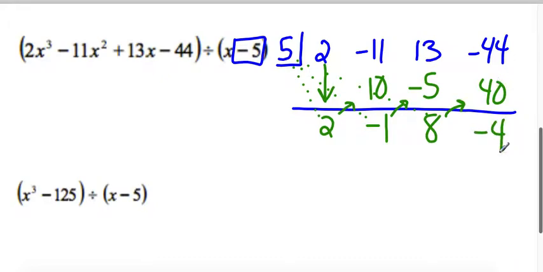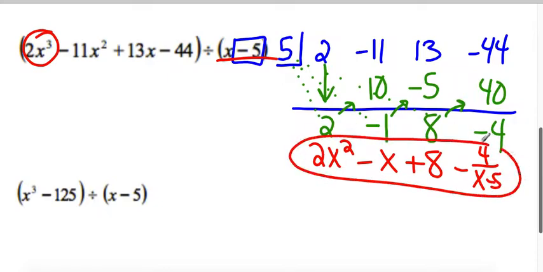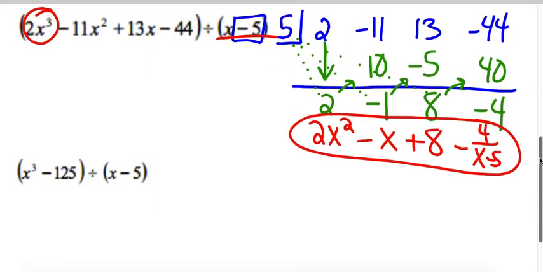Okay, these are the coefficients of our answer. The last number, that -4, that's the remainder. So we started with degree 3, which means our depressed polynomial is going to be degree 2. So this is going to be 2x squared minus 1x plus 8. And then here's our remainder, -4 over whatever we divided by. There it is. All right, last one.